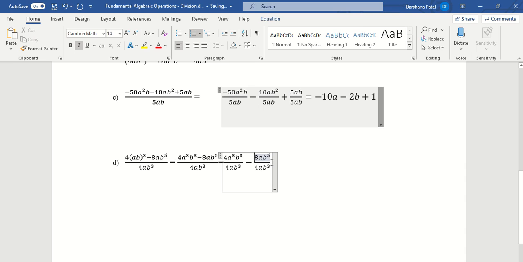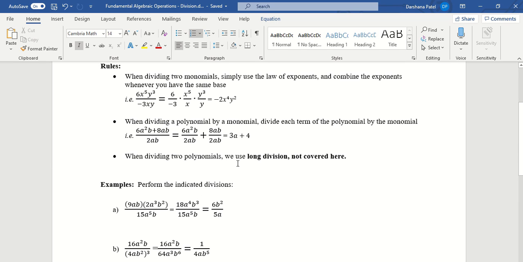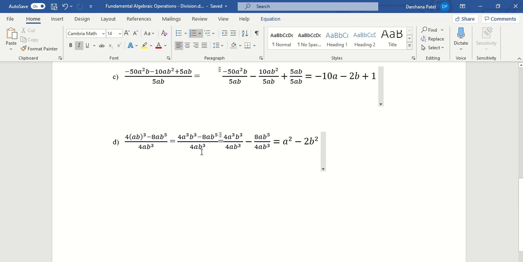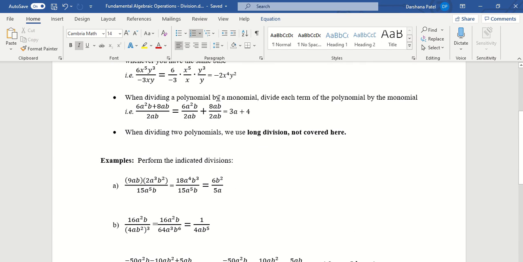And now simplifying this, 4 divided by 4 is 1, a cubed divided by a will be a square, b cubed divided by b cubed will be 1, so it reduces. 8 divided by 4 will give us 2, a divided by a reduces, it's gone, b to the 5 divided by b cubed will be b square. So our answer will be a square minus 2b square. Okay, this is basically dividing algebraic expressions. As I said, we can have division of two polynomials which are not covered here, and if that was the case, we would do long division to solve that.